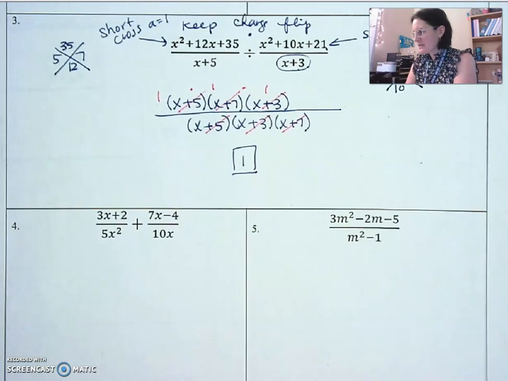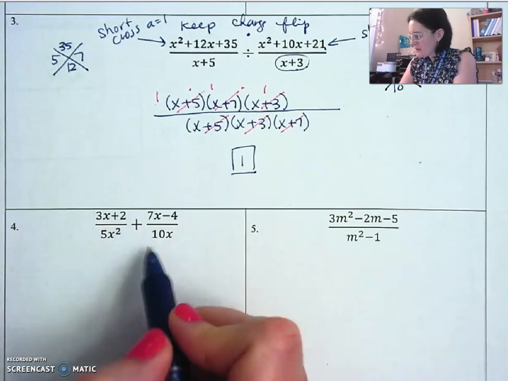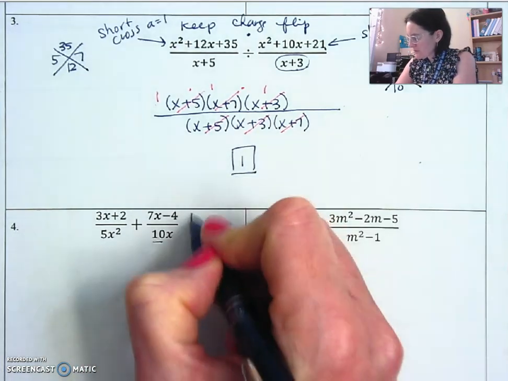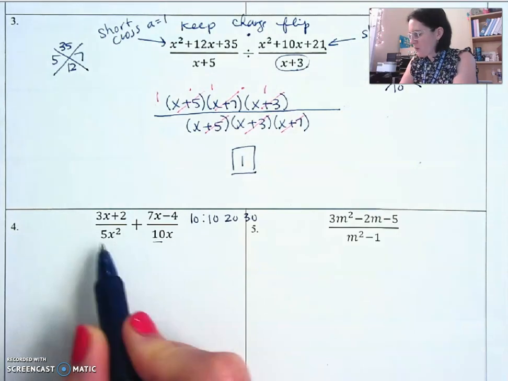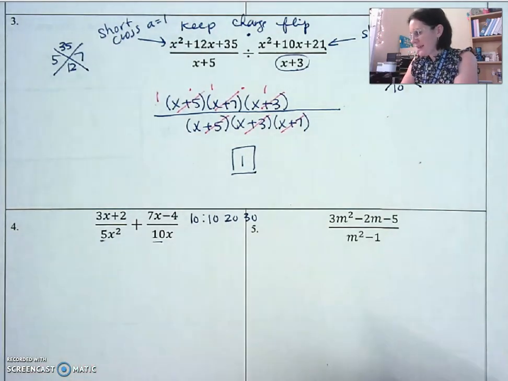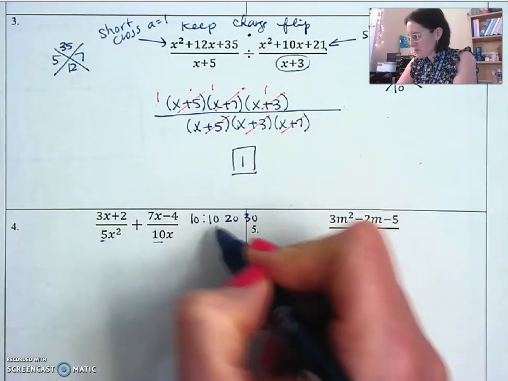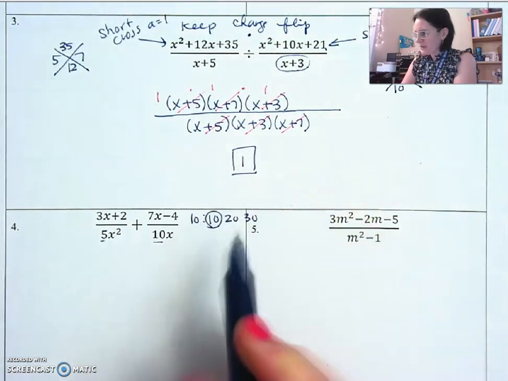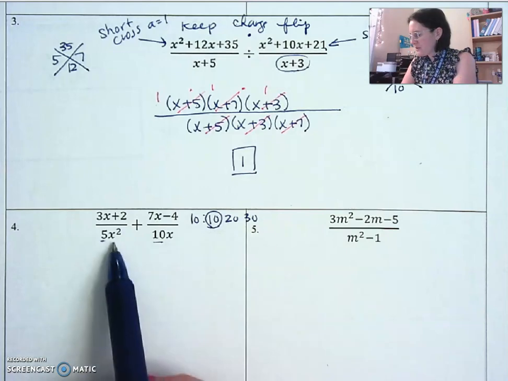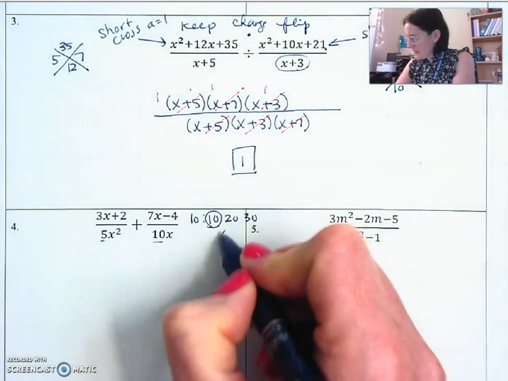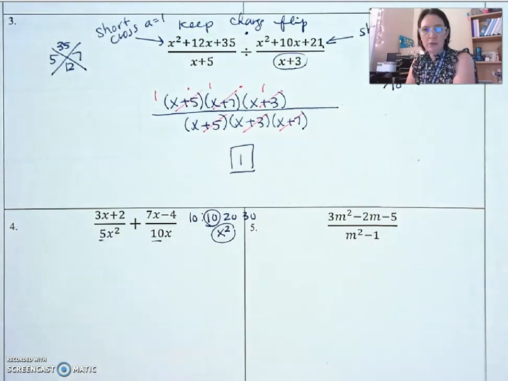Number 4 down here is another common denominator problem. Start with your biggest number chunk and find multiples until you get to one that works for the other number chunk. And even though I listed 3 multiples, really I only needed that first one, the 10. They both go into 10. And then whichever variable has the biggest exponent, the x squared, that's the variable part of your common denominator.